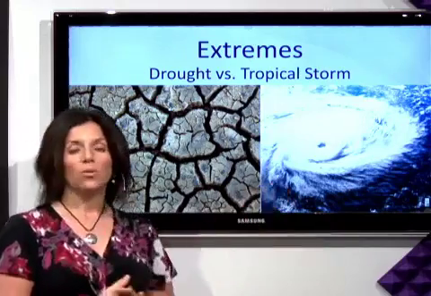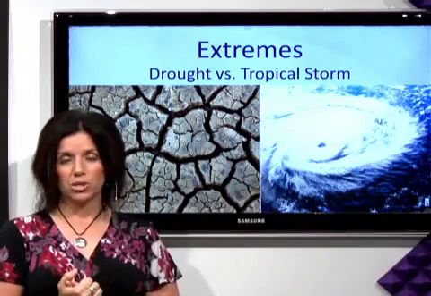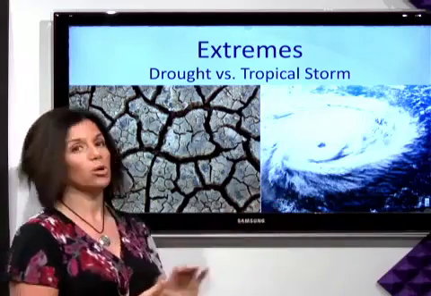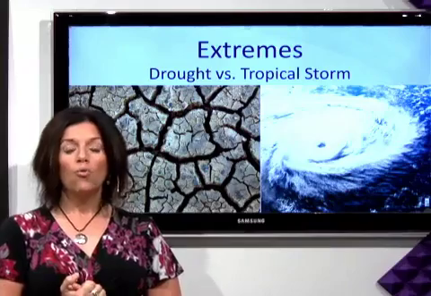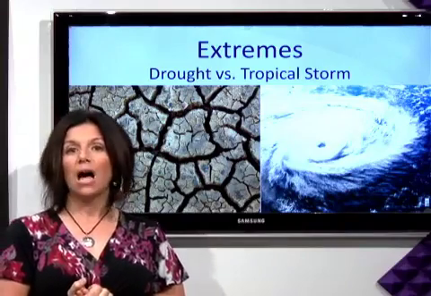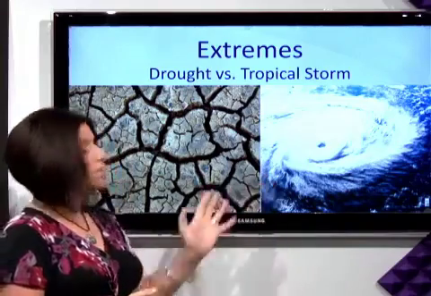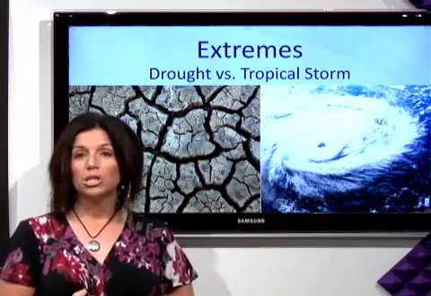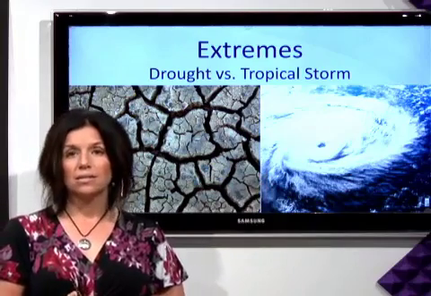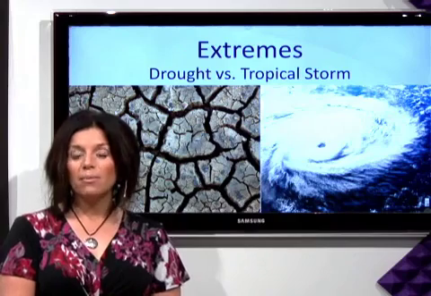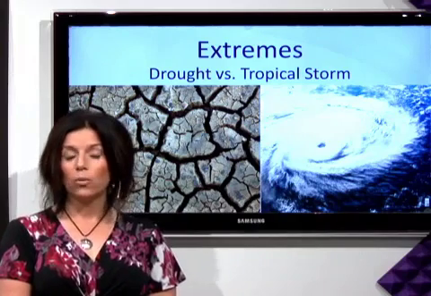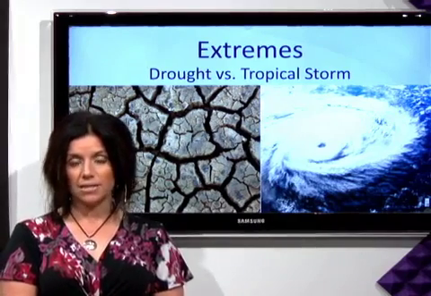On the other side, we have a picture of a tropical storm. Tropical storms are typically hot, very windy, and bring a lot of rain. Both extremes can cause a lot of damage to people's homes and cities. As you can see, the climate varies a great deal depending on where you live in the United States.